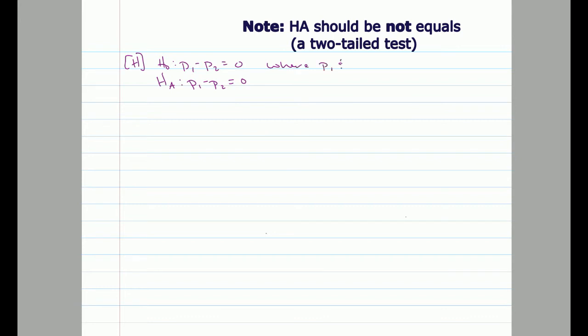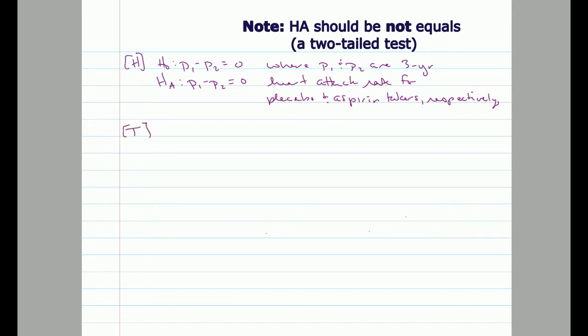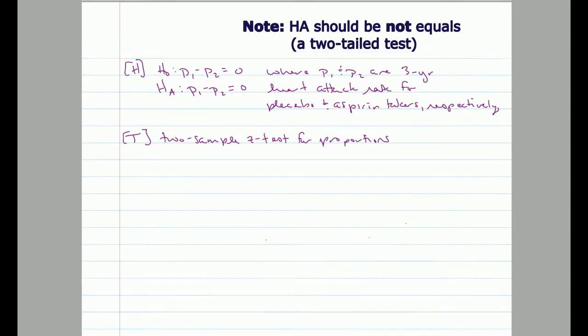So where P1 and P2 are the 3-year heart attack death rate for placebo and aspirin takers, respectively. And that's all you have to do. Now, the name of this test is a 2-sample z-test for proportions. It's a z-test for the same reason that we were able to use the z-critical value in the confidence interval.